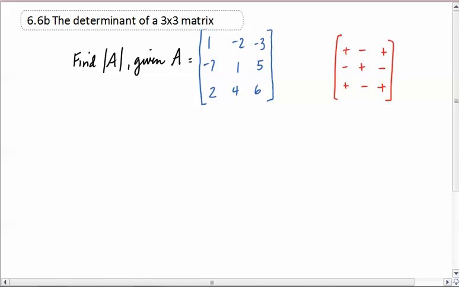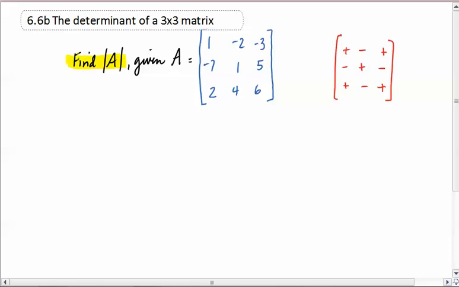So now that we know how to find a minor in a 3x3 matrix, and again, if you haven't watched 6.6a, you should do that, because I'm going to refer to that in this video. So we're going to find the determinant of a 3x3 matrix. Now, how in the world would I know they want me to find that? Here's what they're going to ask.